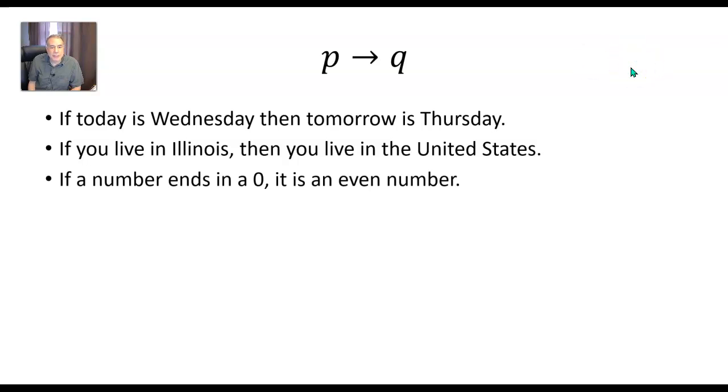If a number ends in 0, it is an even number. You may notice I left out the word then, and you can do that. You can leave out the word then, or you can put it in. It doesn't really change the meaning or the logical relationship. So I could have said, if today is Wednesday, tomorrow is Thursday. If you live in Illinois, you live in the United States. If a number ends in 0, then it is an even number. If you eat poison, you will get sick.